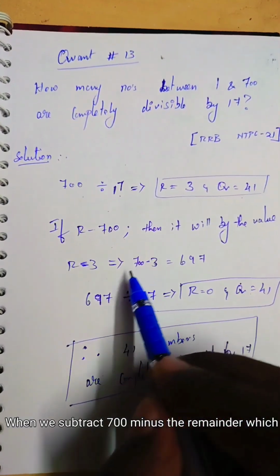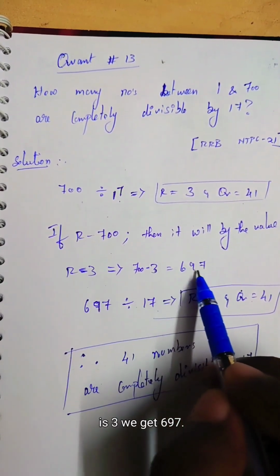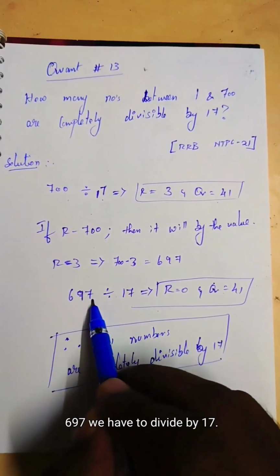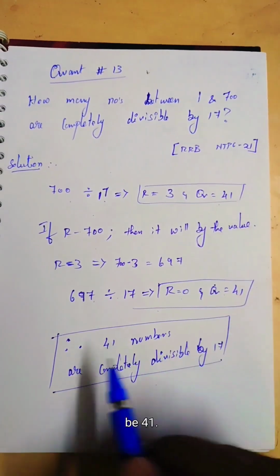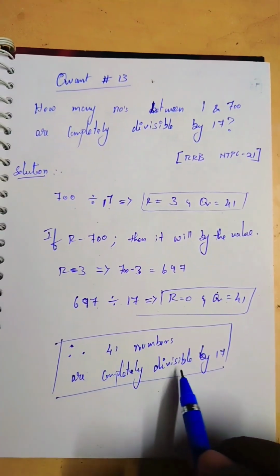When we subtract the remainder, which is 3, from 700, we get 697. We divide 697 by 17. The remainder will be 0 and the quotient will be 41, which means 41 numbers are completely divisible by 17.